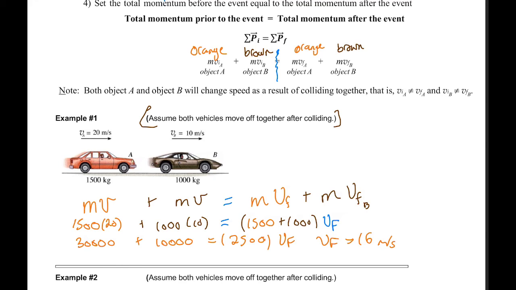So the orange car slows down and the brown car speeds up, and that makes sense. Conceptually, all the numbers are positive, which means the objects were moving to the right and they're continuing to move to the right after the collision.